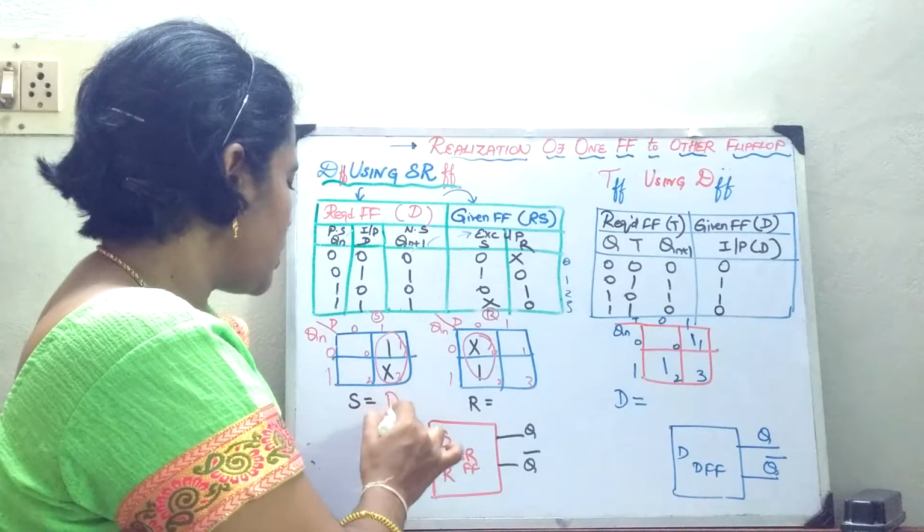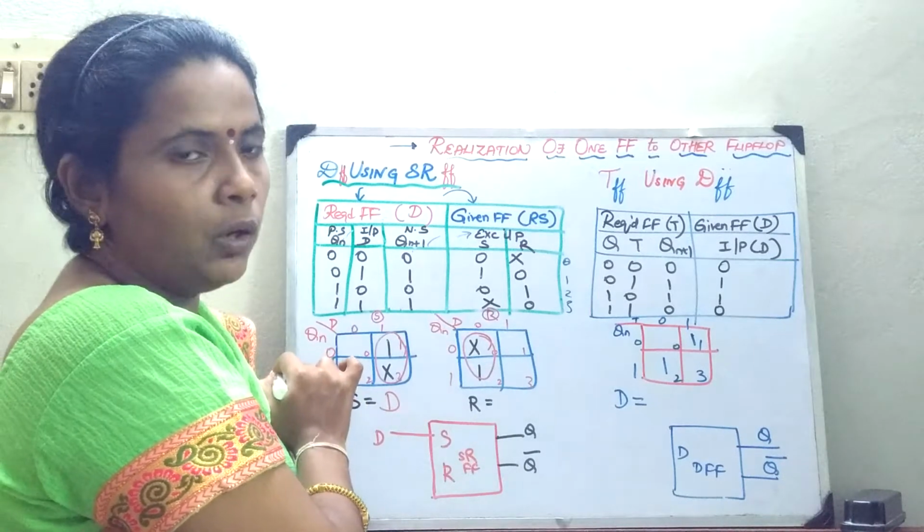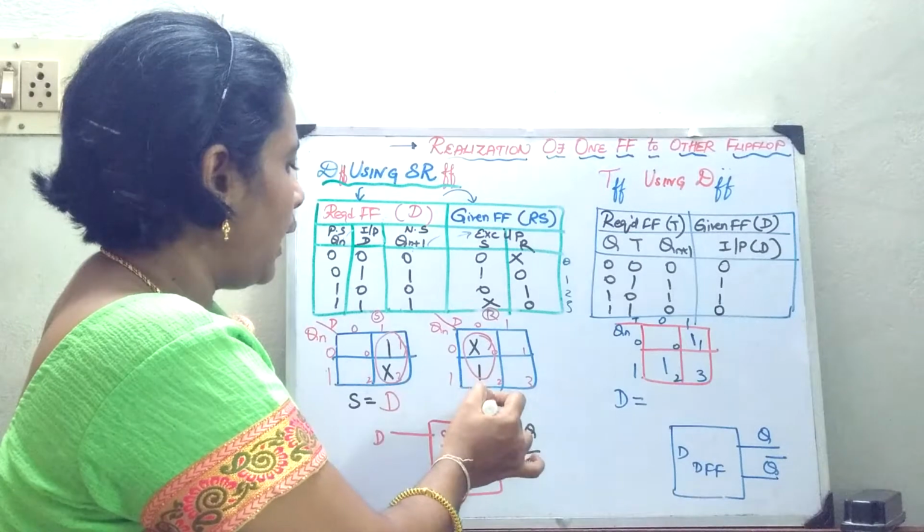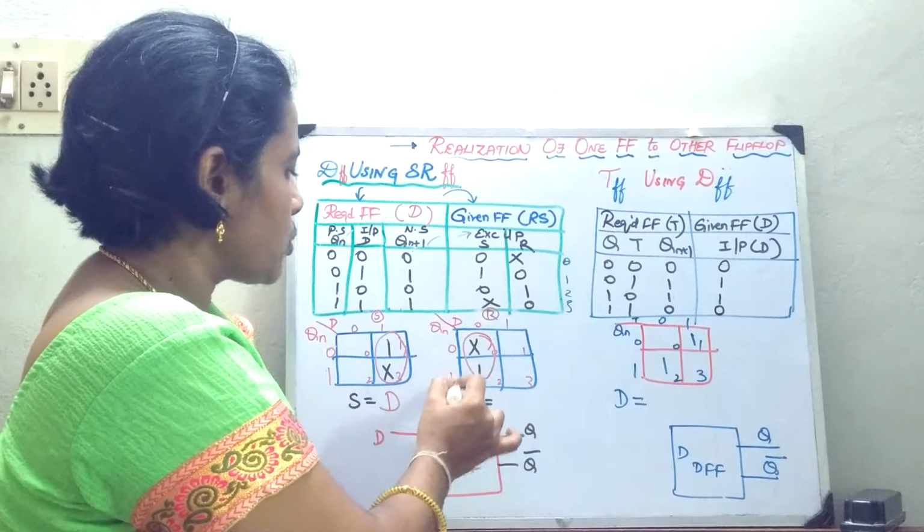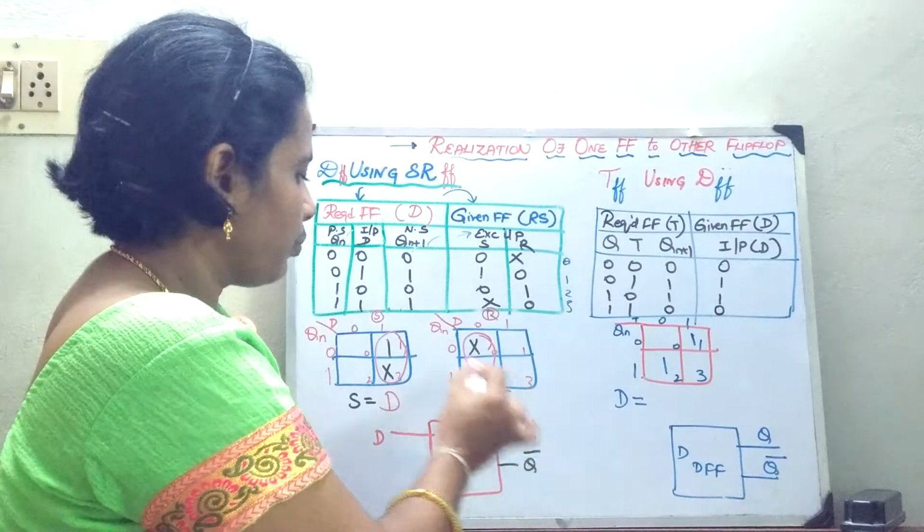So, the value is D. S is equal to D. Now, what is my R? R is nothing but the complement; 0, 1 is not matching. It is D bar. Okay.